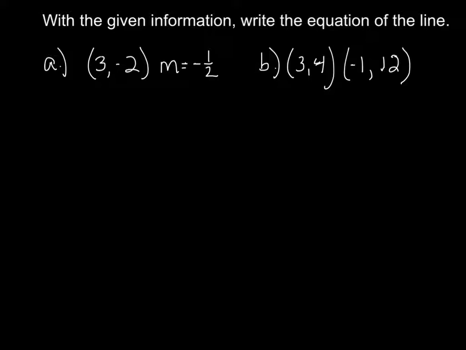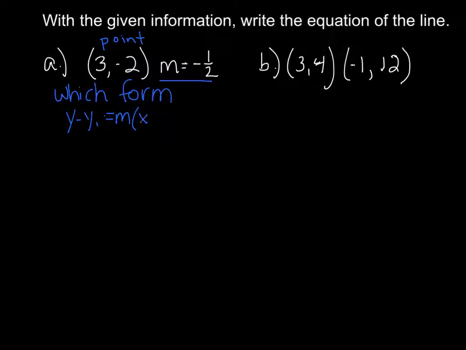All right, so here we are. With the given information, write the equation of the line. So again, first thing you have to ask yourself is, for A, which form makes the most sense? Hopefully in your mind you're saying, okay, what am I given? I'm given a slope, and I'm given a point. So that would probably make the most sense: point-slope. All right, so y minus y1 equals m times x minus x1.